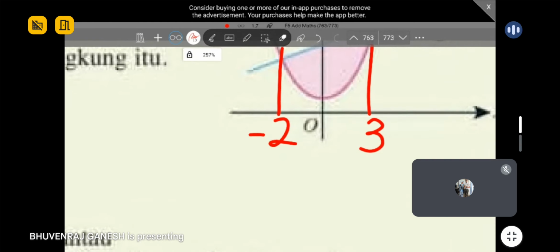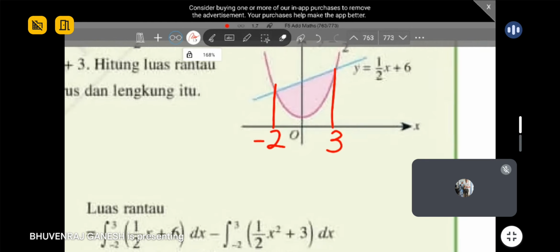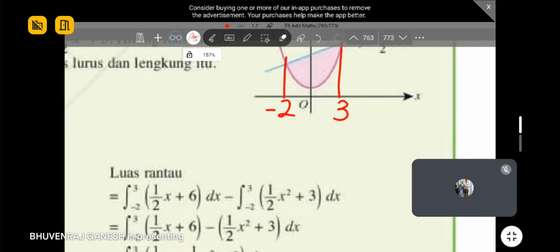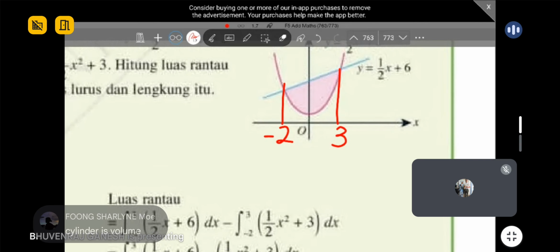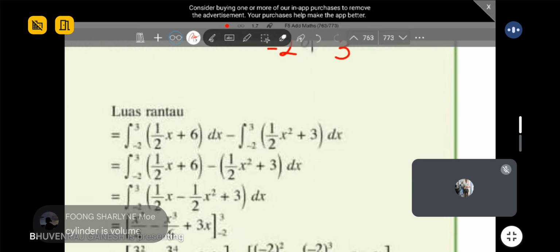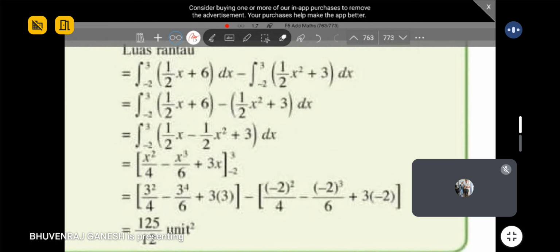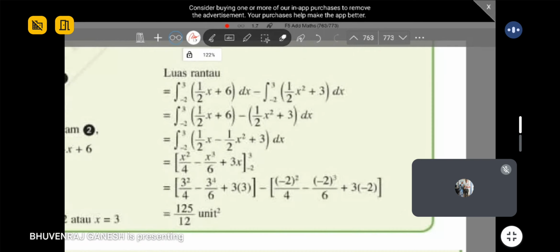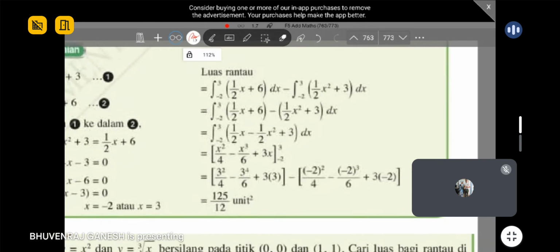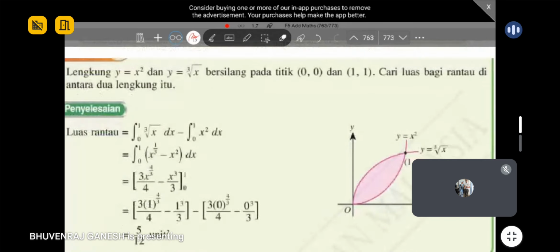Macam mana if bentuk bawah rantau tu silinder? Silinder, usually dia takkan bentuk silinder punya. Untuk luas, kita takkan tengok silinder. Yes, cylinder is under volume actually. Okay, so we will learn that soon. Volume is coming. Okay, so we go on to the next question.